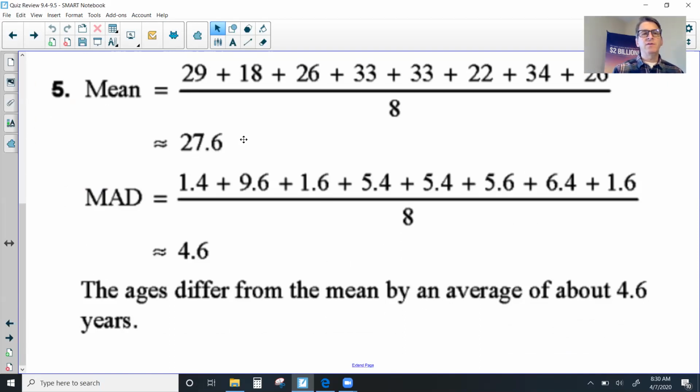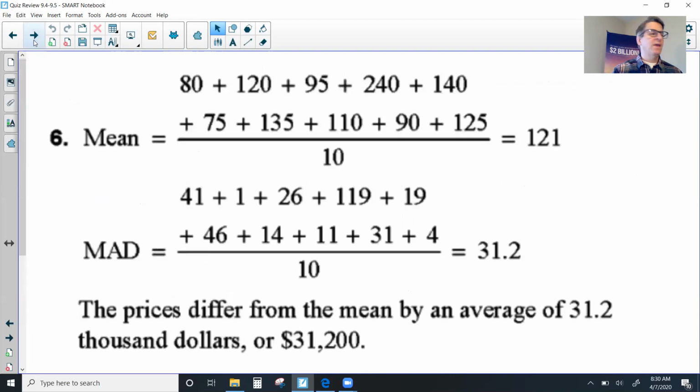The first thing you want to do is find the mean, which we're going to take 80,000, 120,000, 95,000, 240,000, 140,000, 75,000, 135, 110, 90, and 125, and divide it by 10, and you get 121,000.